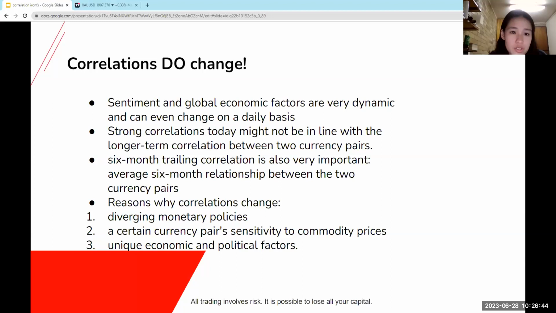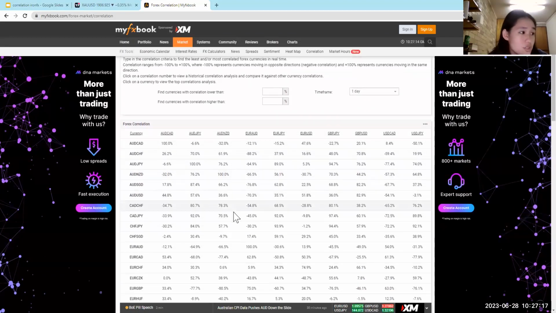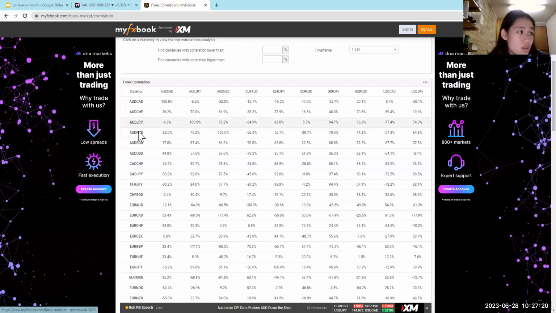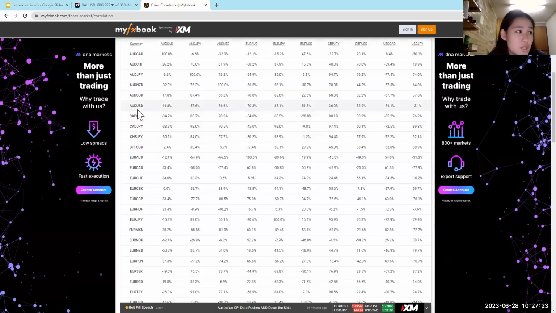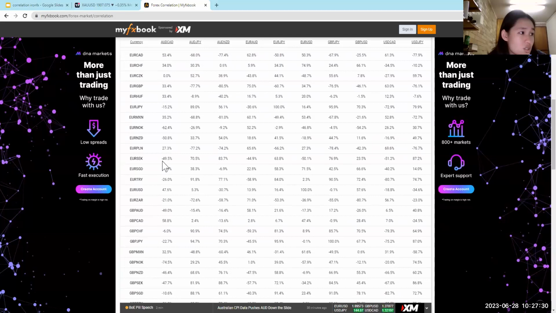Okay, so now I'm just going to show you the Myfxbook correlation table. Okay, so can you guys see my screen? Okay, yes. So here we have a correlation filter, and you can see here we have many different kinds of currency pairs, not just the typical majors. Here we also have the Sing dollar, and a lot of other exotic pairs as well.